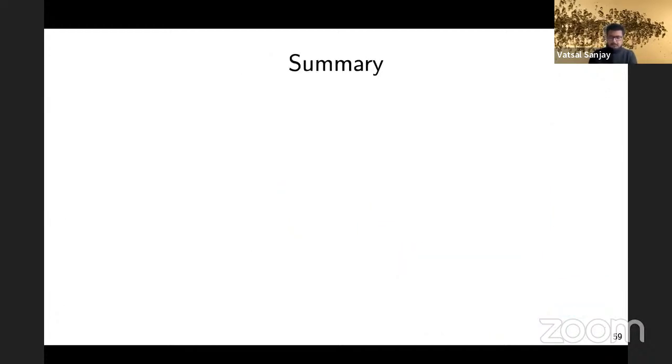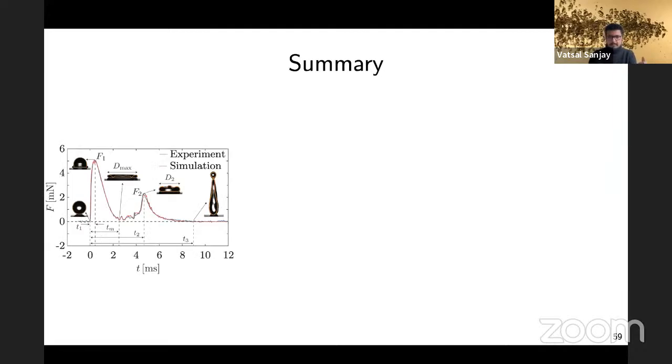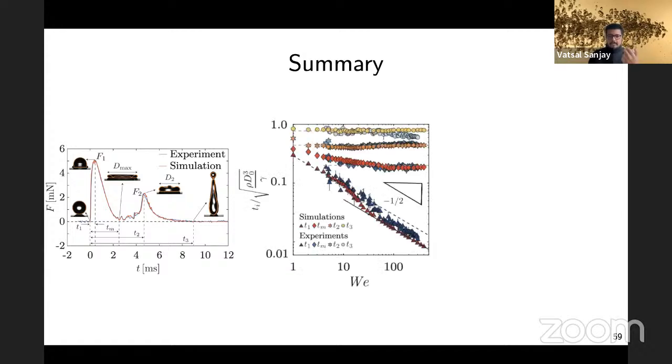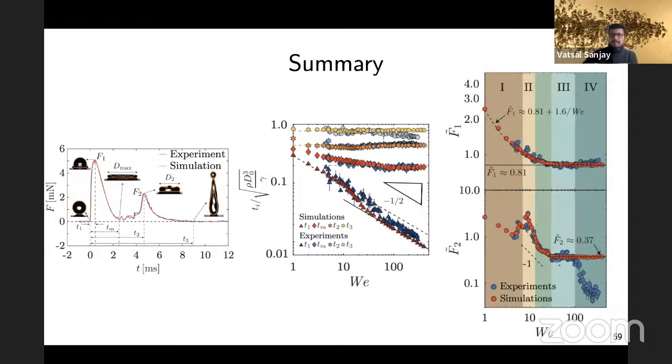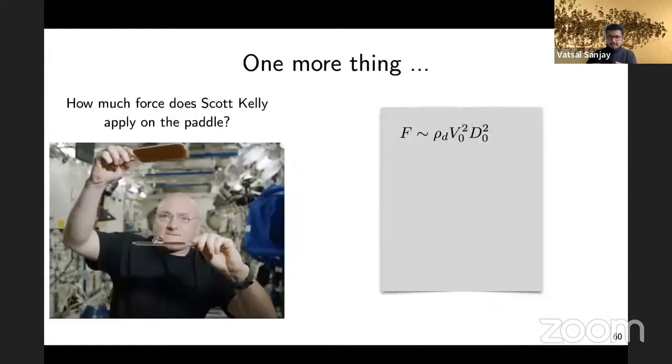So in summary, for the first part of my story, we looked at this force as a function of time, and we identified these two peaks. We also tried to understand when these peaks occur, so what's T1 and what's T2. At the same time, we also looked at their magnitudes in this Weber number range. And just before I go on, we asked one question in the beginning: how much force is Scott Kelly applying on these paddles?